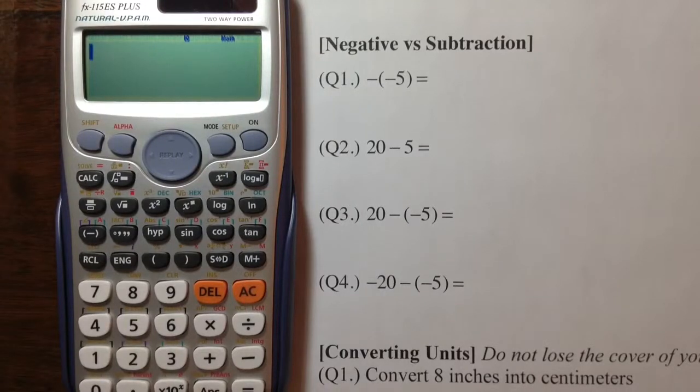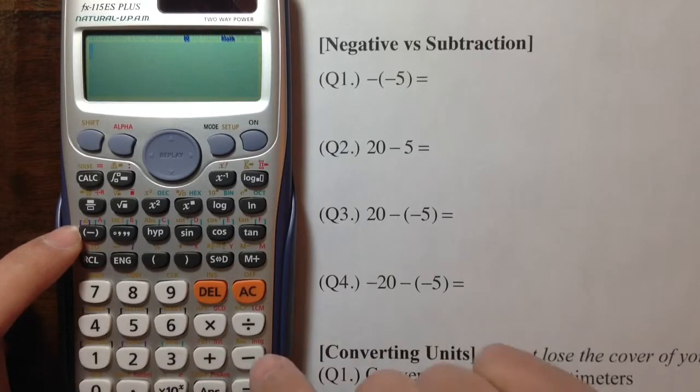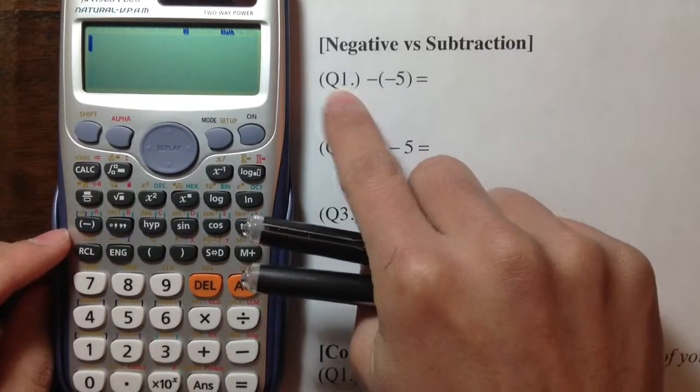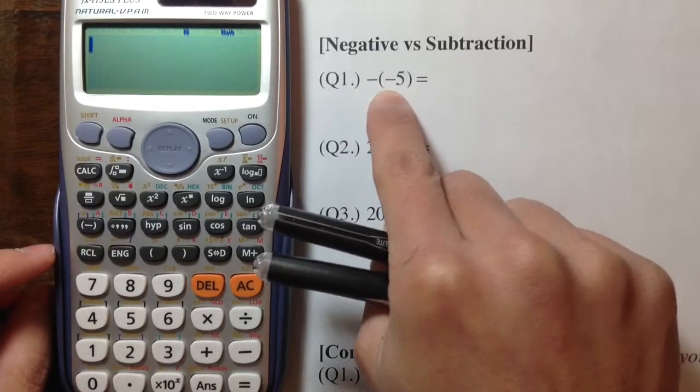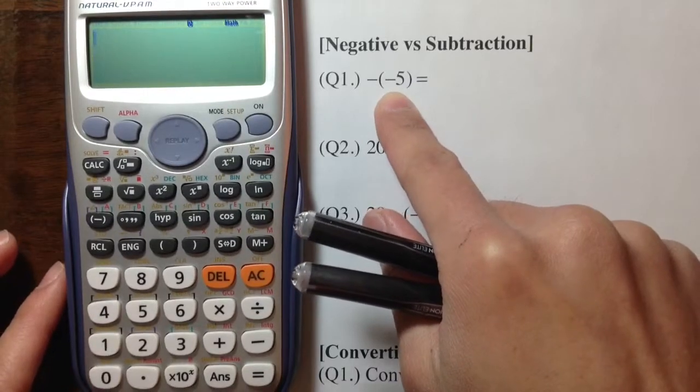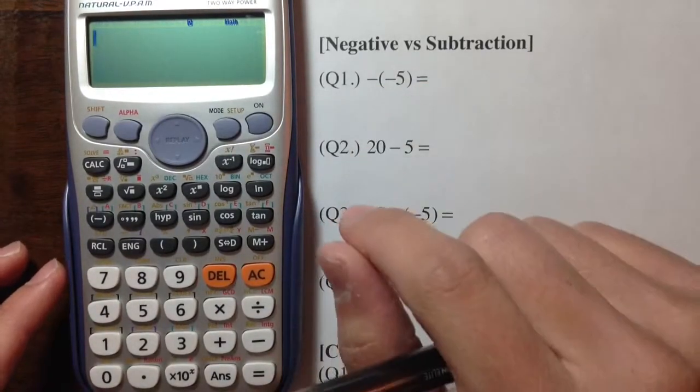In this video, I would like to talk about the difference between the negative sign and the subtraction sign on this calculator. Okay, so let's look at the first question. I have a negative parentheses negative 5. So of course the answer is going to be positive 5, right? But I want to just do that on the calculator.